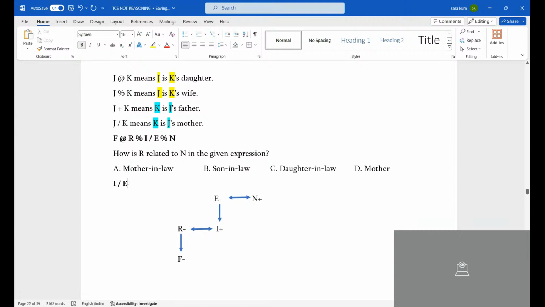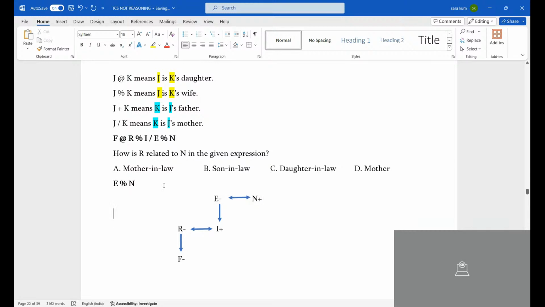And finally, E percentage N. So let's use E percentage N. Now, what does percentage mean? J percentage K means J is K's wife. So definitely E is N's wife. So that is what you see here.